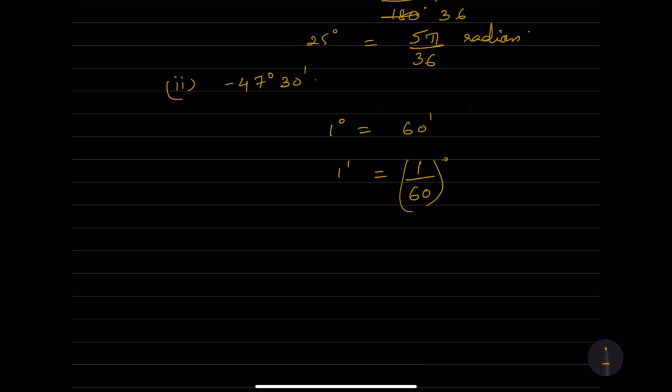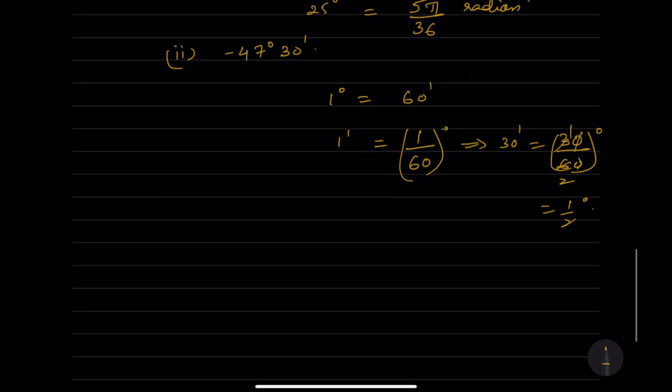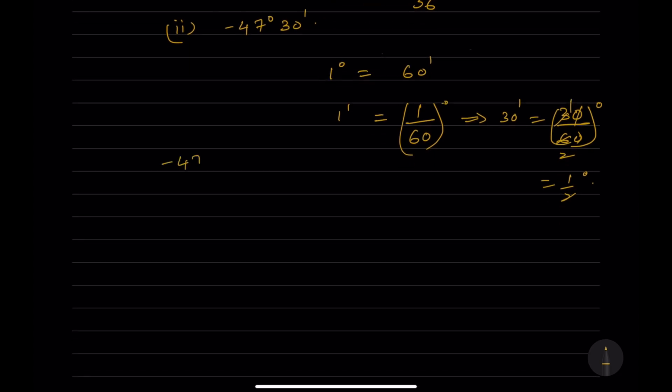So therefore 30 minutes is equal to 30 by 60 degrees. So therefore it is equal to 1 by 2, half degree. 30 minutes is equal to nothing but half degree. So you can write this as minus 47 and 1 by 2 degrees, isn't it? So when you write this, what do you get over here? This is nothing but equal to minus 95 by 2 degrees. You can write it in this way.